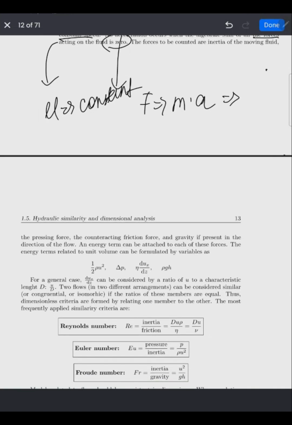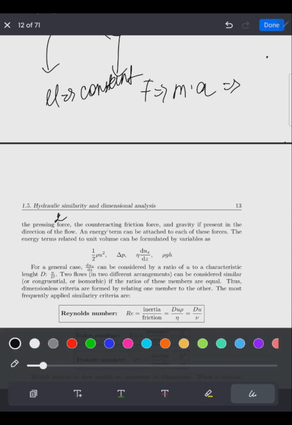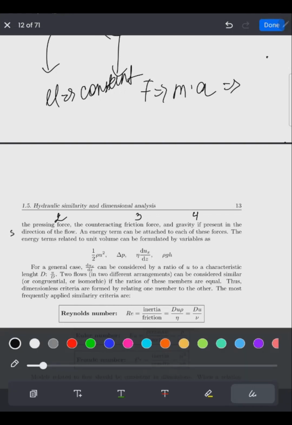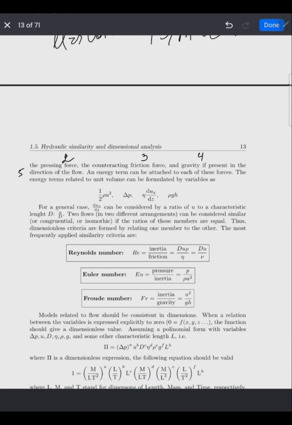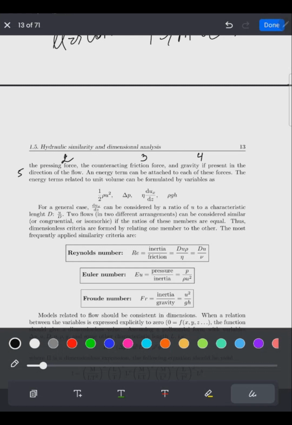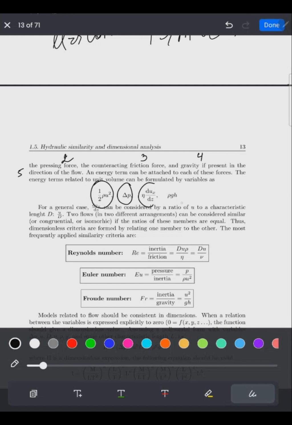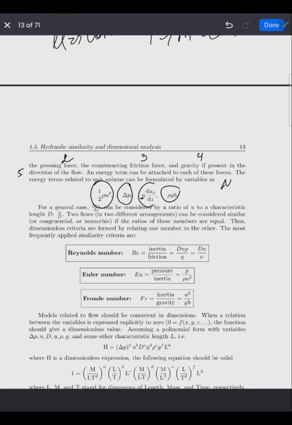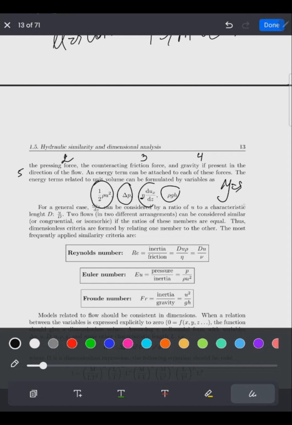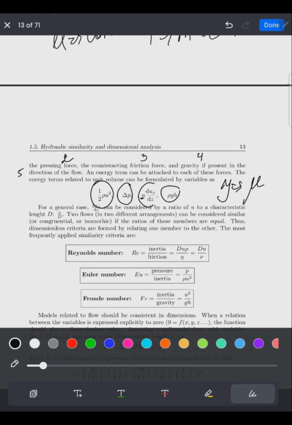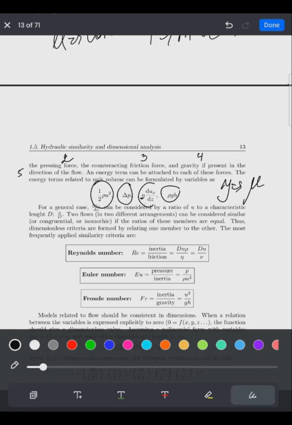So when fluid moves with constant speed, additionally, we are considering that the speed u, or velocity of the fluid, is constant. So no acceleration occurs when the algebraic sum of all forces acting on the fluid is zero. The forces to be counted are the inertia of the moving fluid, the pressing force, the counter-interacting friction, gravity if present, the direction of the flow, and other terms. All of these terms have an impact on the fluid flow.